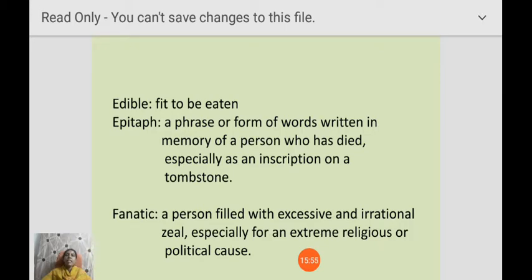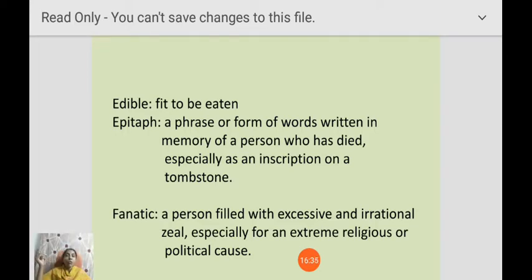For extreme religious or political cause. So he is totally, either it can be a religious one or it can be a political cause. Let us think of Subhash Chandra Bose. Remember, he is not a fanatic. Here his behavior was very rational. He wanted independence. So that's why he is not a fanatic. And that's why the word irrational is very much compulsory in the word fanatic.